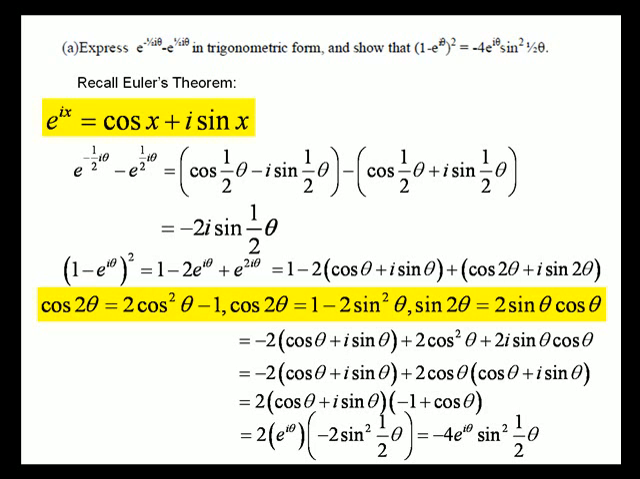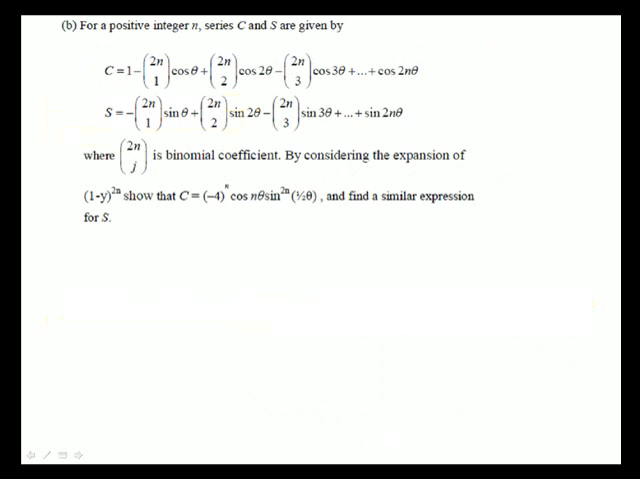Now, that's done the first part of the question. We'll use this later on. Now it says, the second part, for a positive integer n, we've defined two series, c and s. And here, the 2n choose j is just the binomial coefficient. We're asked to consider the expansion of 1 minus y to the power of 2n and show that we get the resulting expression for c and find a similar expression for s.